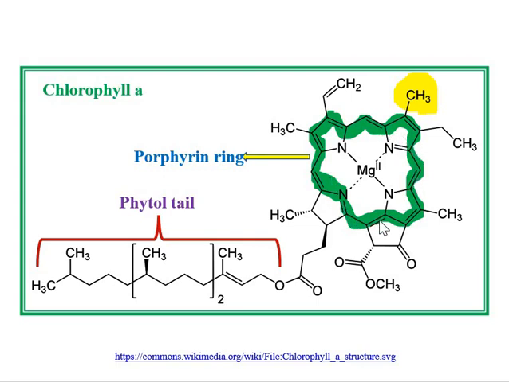The hydrocarbon tail, which is phytol, interacts with the hydrophobic region of proteins inside the thylakoid membrane of the chloroplast. Any membrane is formed of lipids and proteins, so the membrane becomes hydrophobic in nature. In that hydrophobic membrane, this tail portion binds. So chlorophyll binds to the thylakoid membrane via this phytol tail.